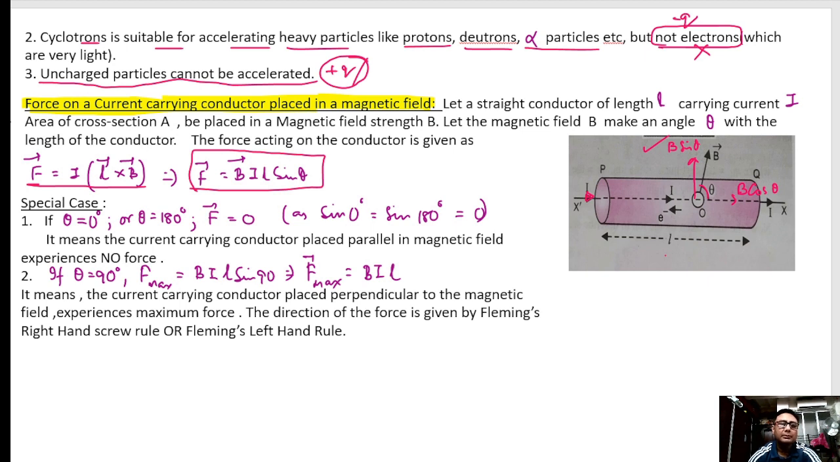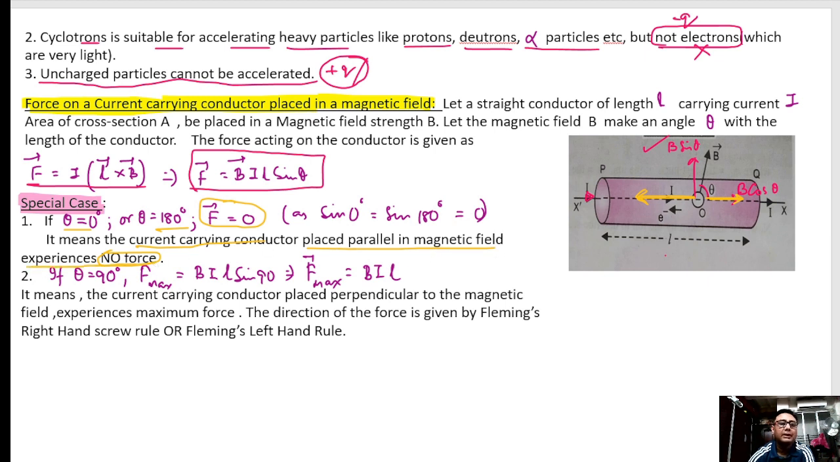Now, special case, please watch, let us see some special cases. If theta is 0 or 180 degrees, that means the magnetic field is either in this direction or this direction. Theta is 0, so remember it, the force acting will be 0. No force will act on the conductor. So if the magnetic field is in the direction of the current carrying conductor, no force will act. The current carrying conductor placed parallel in the magnetic field experiences no force.